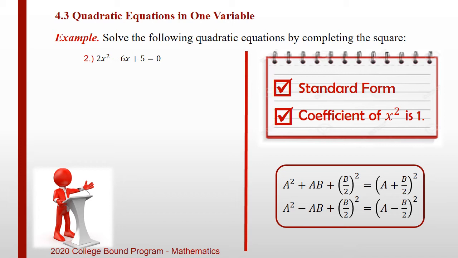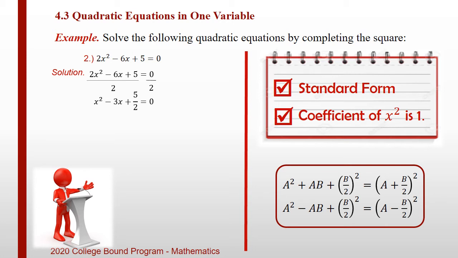For another example, take a look at 2x² - 6x + 5 = 0. As we can see, although the given equation is already in standard form, the coefficient of x² is not 1. Hence, before proceeding, we divide both sides by 2 to get x² - 3x + 5/2 = 0. Now, both conditions are satisfied.